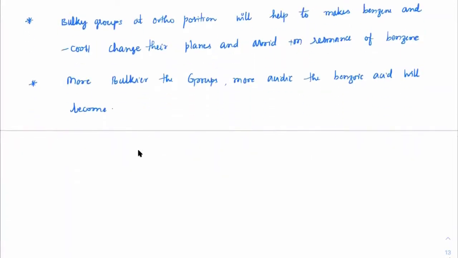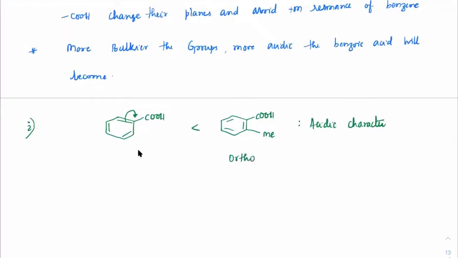Let me show you a few examples here. Suppose example number 1. If we consider simple benzoic acid, here COOH, and I compare that with ortho substituted methyl benzoic acid, there is a methyl group here. So methyl is bulky enough to give this repulsion. Here this resonance is favored, but here this resonance is not favored. And because this resonance is not favored, this would become more acidic. And this is something called the ortho effect.